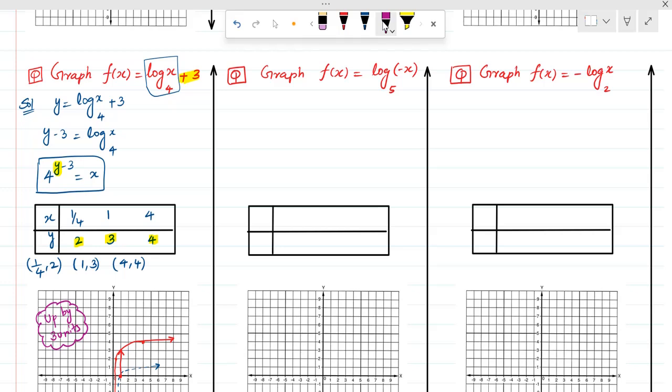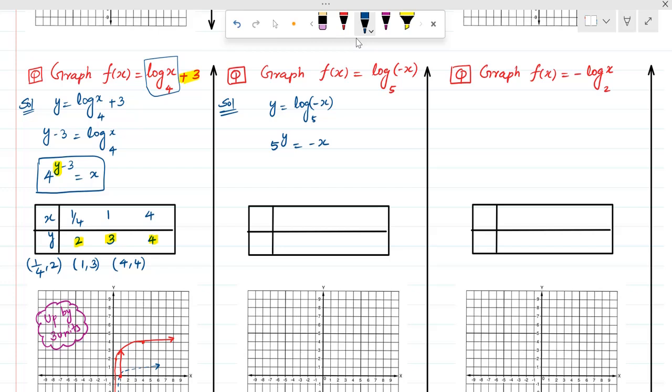Now the next one will have the minus inside. So here we will see the log of minus x. So how will you solve this type of problem? Given the function y equals log base 5 of minus x. Now write it in the exponential form, 5 raised to the power y equals minus x.